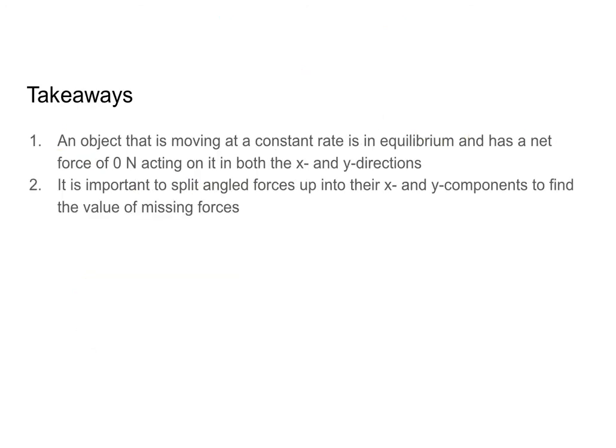So that brings us to takeaways. First of all, an object that is moving at a constant rate, and when I say constant rate, I mean constant velocity, is in equilibrium and has a net force of 0 newtons acting on it in both the x and y directions. Secondly, it is important to split angled forces up into their x and y components to find the value of missing forces. With that, you now know how to solve equilibrium problems with angled forces, so give it a try on your own. Best of luck and happy solving.